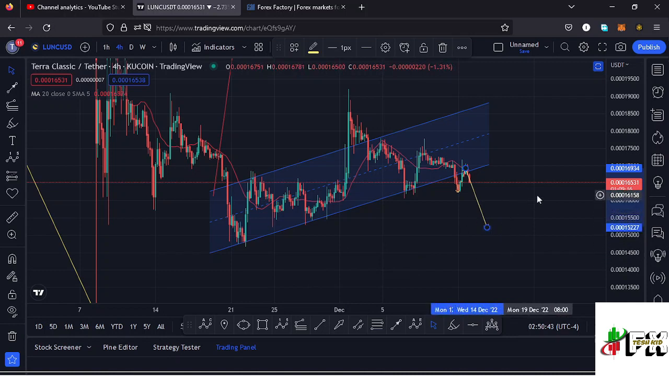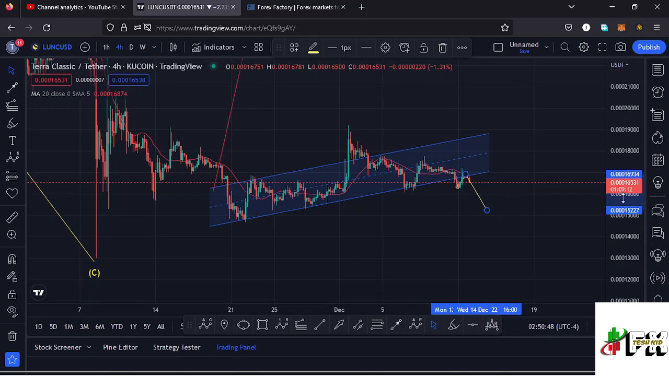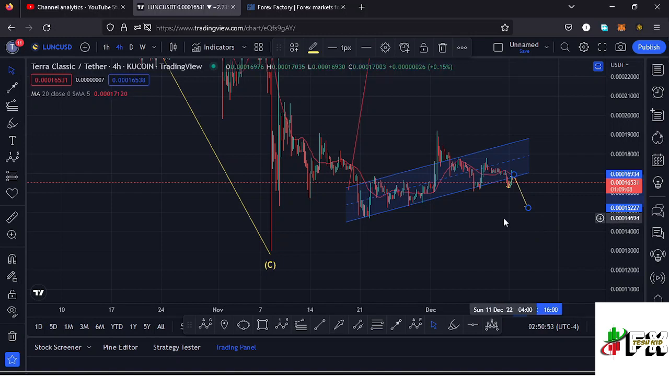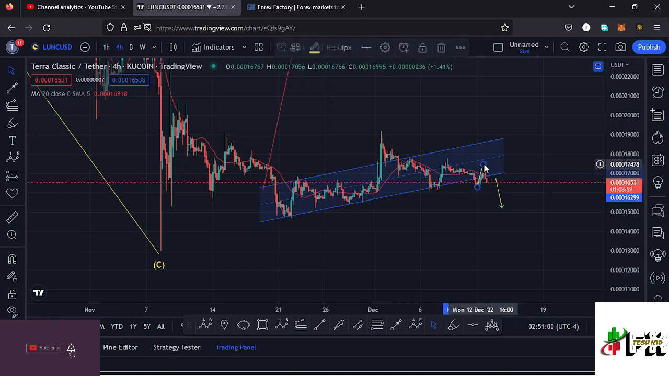For us to invalidate any movements to the lower side, that can only happen in case we see an increase in the buying momentum. Once that happens, I also expect to see Lunc manage to break above the 20-day MA and also get back into this channel once more. Once that happens, then there are chances of continuing to push even higher.